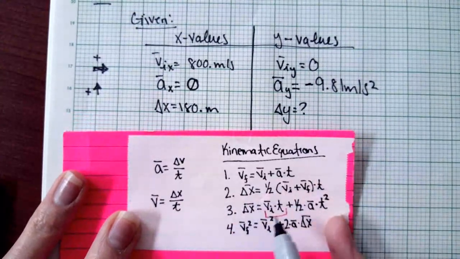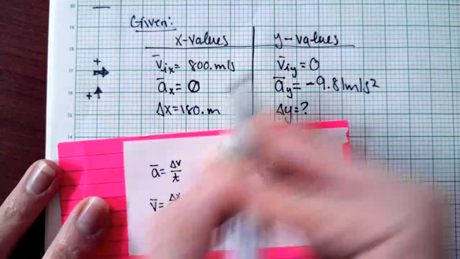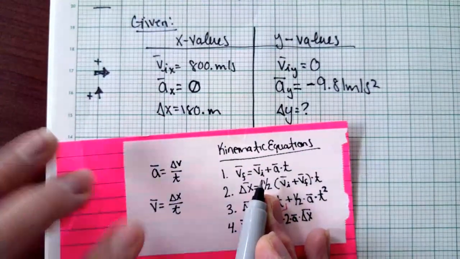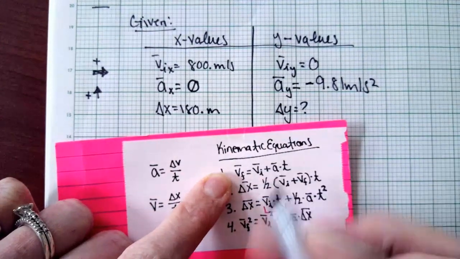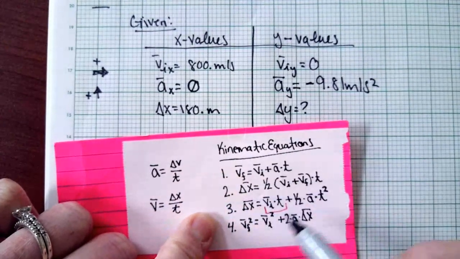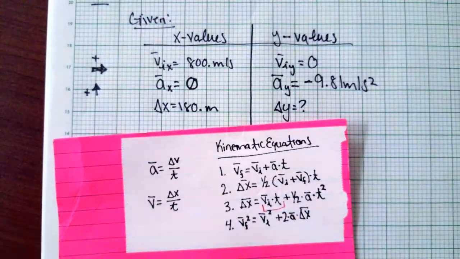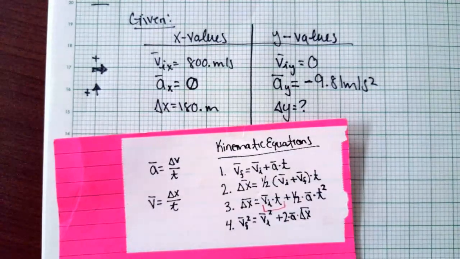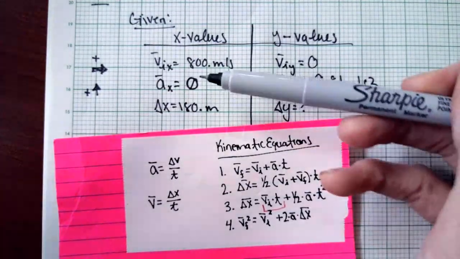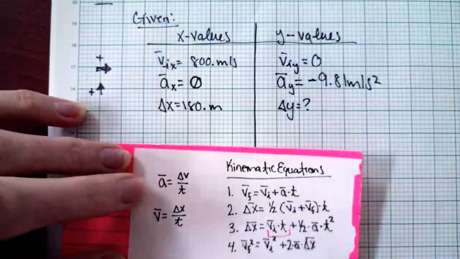Now, when we are using these, if it is a vector quantity, we have to be all in the x or all in the y when we plug it in. Meaning if my v final, my v initial, my acceleration, my delta x, or my delta y is in the x, it all needs to be in the x. If it's in the y, it all needs to be in the y. So let's look. In my x values, I have 3, and in my y I only have 2. So odds are my x is where I'm going to start here.